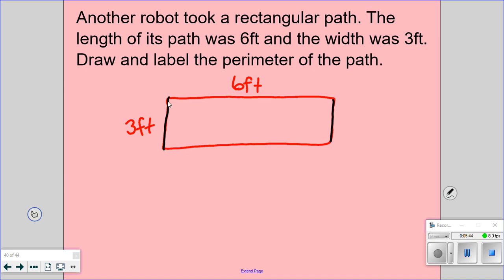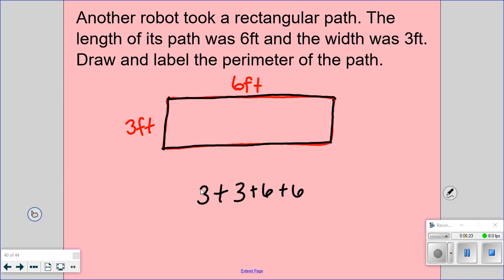We've got 3 feet plus another 3 feet. We know that the robot also had to do both the top and the bottom. So that was 6 feet plus another 6 feet. Just because I went slightly out of order is not going to change my total perimeter. I can add what I want to as long as I get all the dimensions in there.